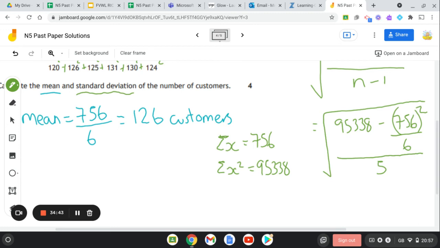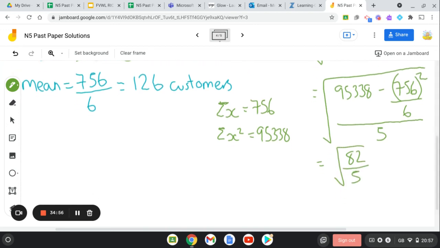Take away 756 squared divided by 6. Okay, so you get 82. So 82 for that top line divided by 5, and then the square root of all of that. So the key is not to put too much into your calculator in one go.